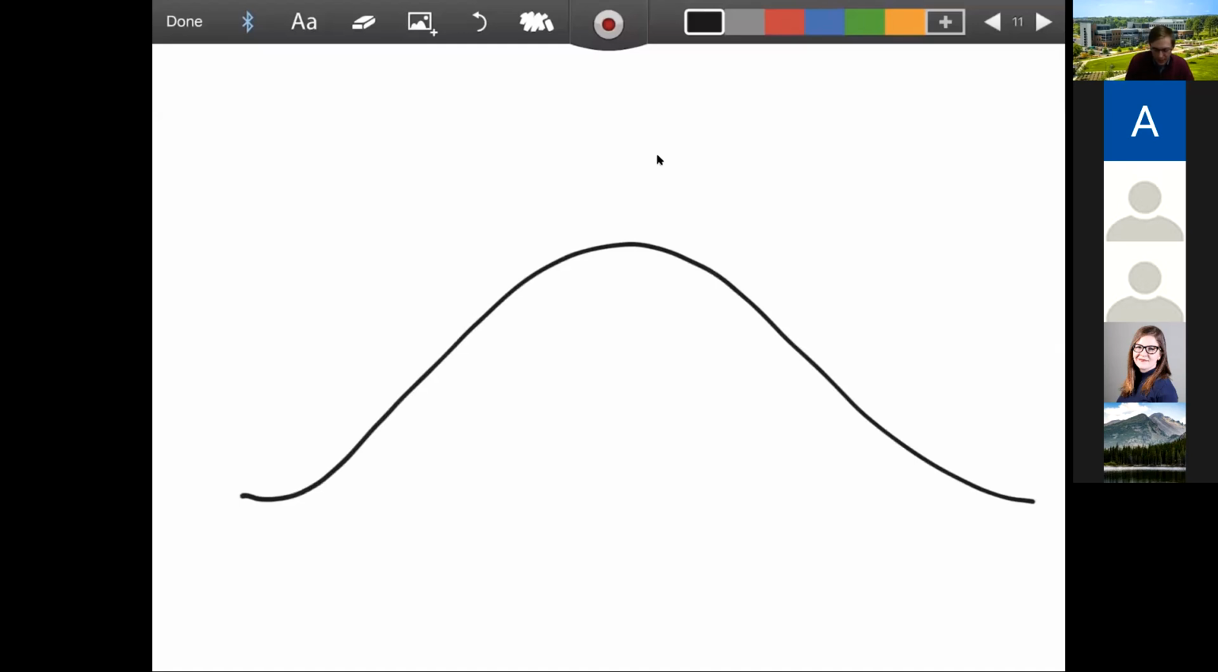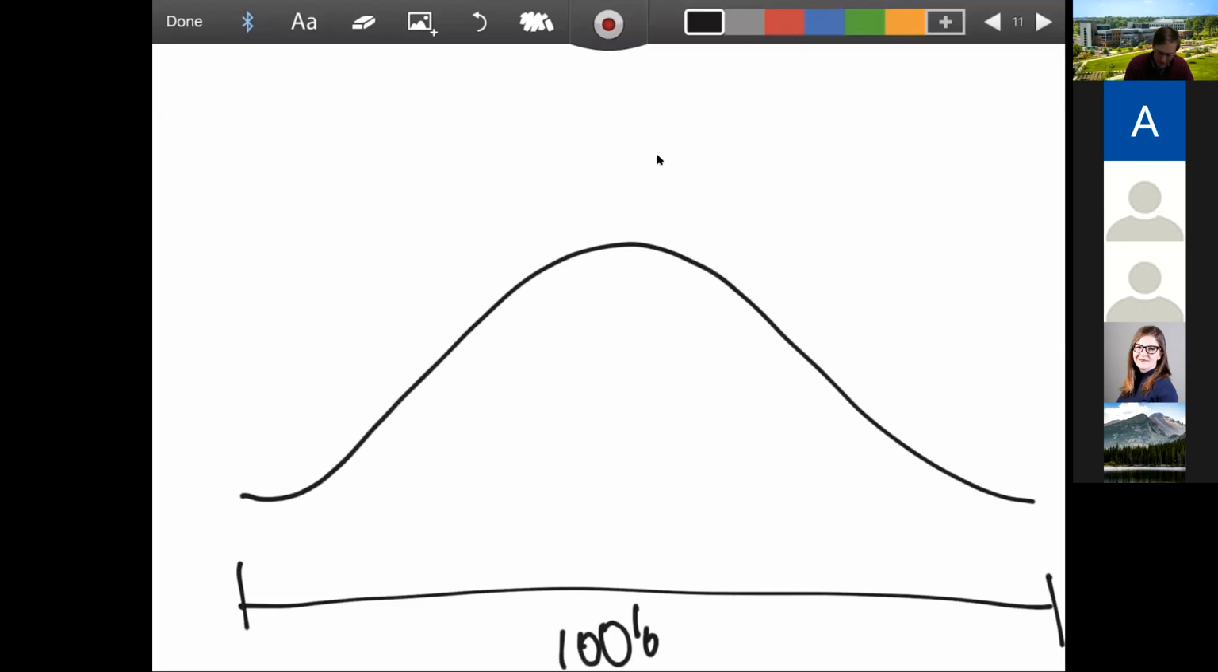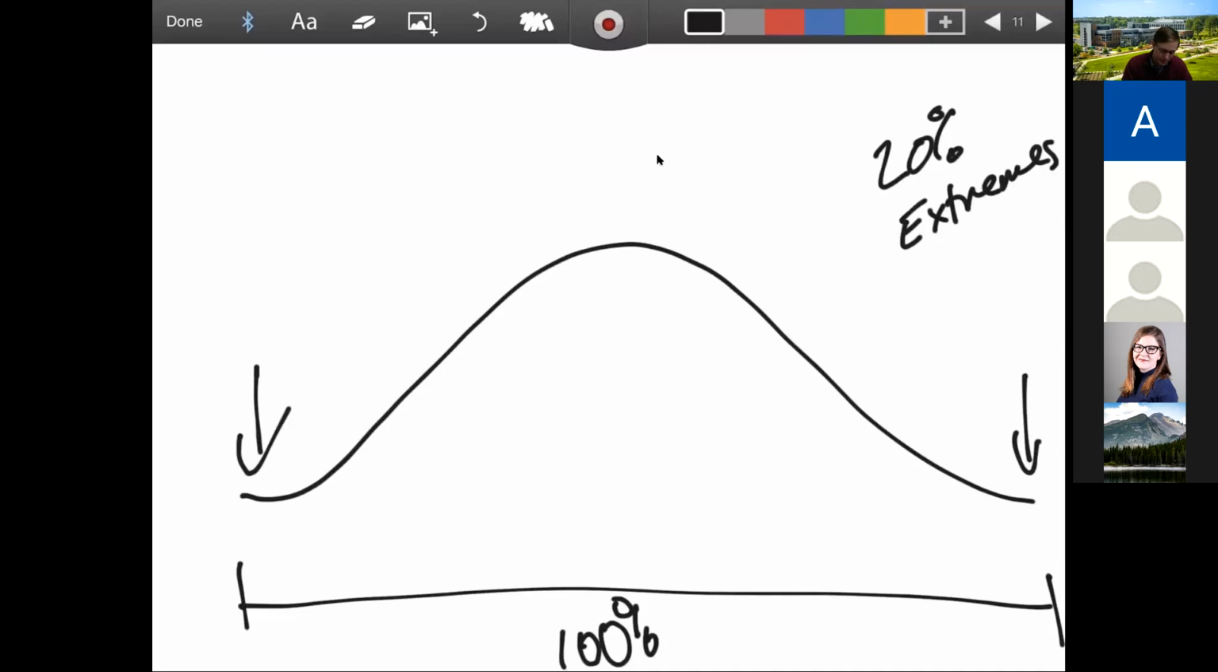So let's say we have our population distribution here, right? And we know that because it's the population distribution, it encompasses 100% of the population, right? And so if we want the middle 80%, we don't want the 20% at the extremes, right? So the 20% of this end down here and the 20% combined. So the 20% from this end and this end combined, right?